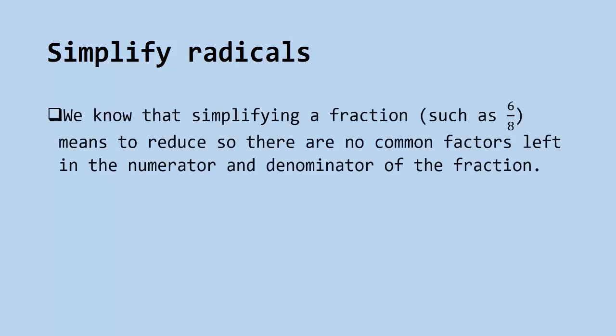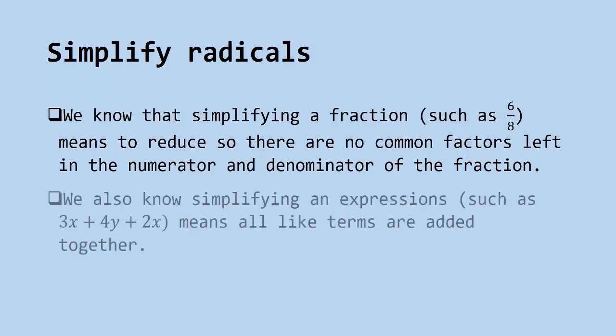In this lesson, we're going to discuss what it means to simplify radicals. We know that simplifying a fraction, such as 6/8, means to reduce so there are no common factors left in the numerator and denominator of the fraction, such as 6/8 would reduce, obviously, to 3/4. We also know that simplifying expressions such as 3x plus 4y plus 2x means all like terms are added together. So in this example, it's not simplified because we can still add the 3x and 2x together.